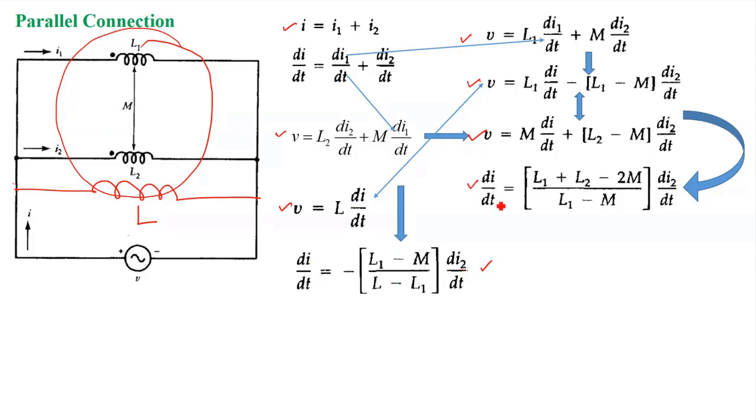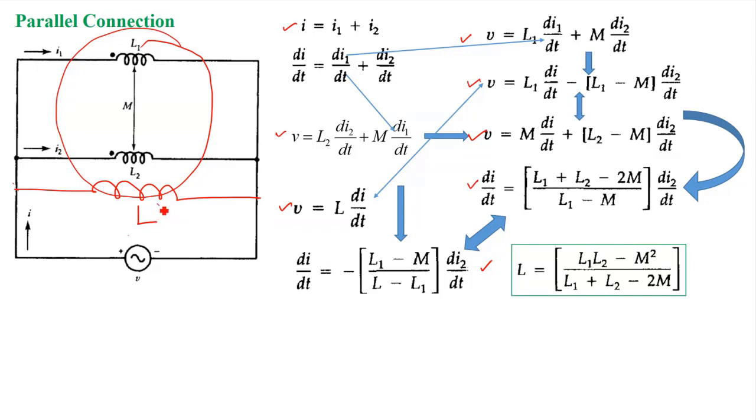Now we have two expressions of di by dt, right? By equating these two expressions, I will find the value of L, the equivalent inductance of this parallel combination of L1 and L2. Eliminating L from these two equations, I will find L1 L2 minus M square by L1 plus L2 minus 2M. This expression is applicable for the condition when the flux is adding to each other. So under that condition, the equivalent inductance L is equal to L1 L2 minus M square by L1 plus L2 minus 2M. This is for the parallel adding circuit, right?